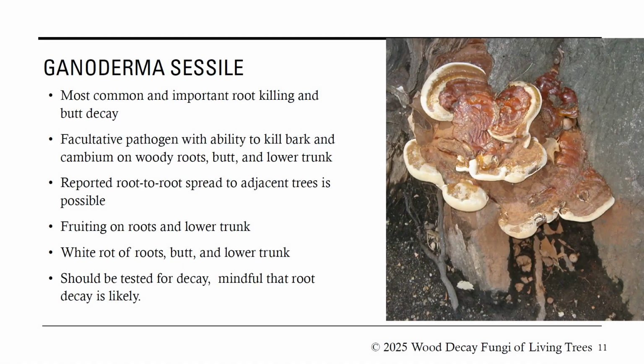The next one is Ganoderma sessile. Most common and important root-killing and butt decay. It's an actual pathogen with the ability to kill bark and cambium on woody roots, the butt of the bole of the tree, and the lower trunk. There have been reports of root-to-root spread to adjacent trees as possible, so something to keep in mind if you have other trees in the area. It can fruit on the roots and lower trunk. It's a white rot of roots, butt, and lower trunk decay.